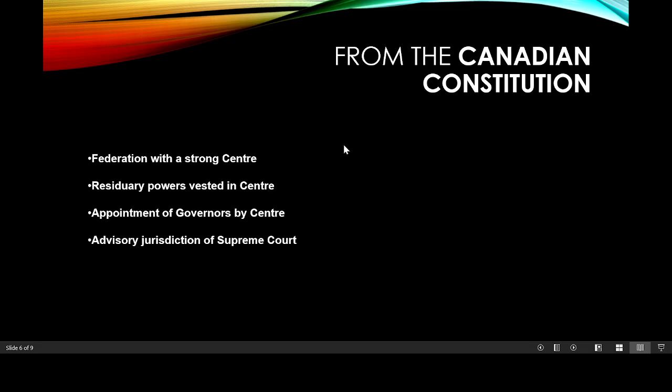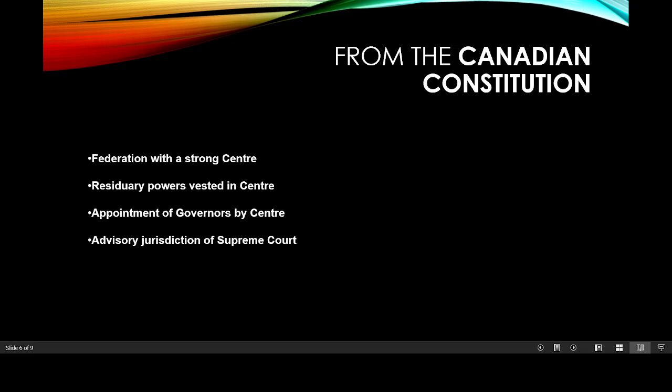Next, from the Canadian Constitution. Federation with a strong center. It means the federal structure, the federalism. So it is not directly mentioned in the Indian Constitution that India is a federation, but it is explained as India, Union of States, where it is mentioned in Article 1. But you have to remember the words "India is a federal state" are not mentioned in the Indian Constitution, but the Indian system is a federalism system. It's like the Canadian Constitution, not like USA and some other states.